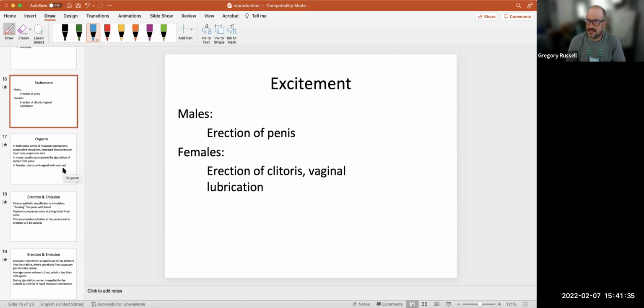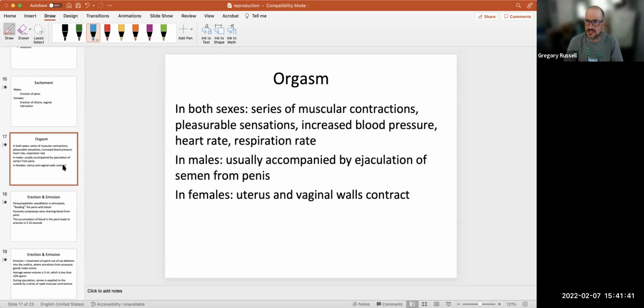The plateau phase is much of the same. There's really not a whole lot of other stuff that occurs there that is super noteworthy. Eventually, orgasm occurs. Hopefully, we see that in both sexes. We see the series of muscular contractions, pleasurable sensations, increased blood pressure, heart rate, respiratory rate.